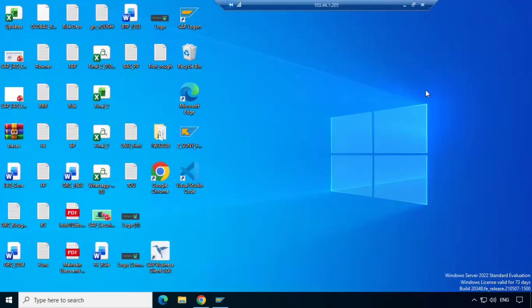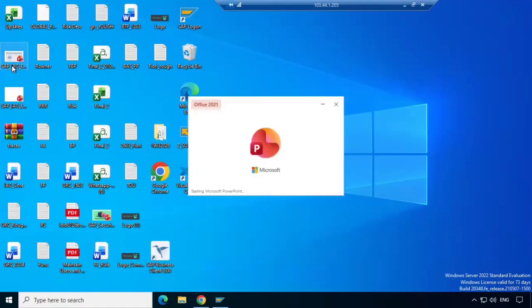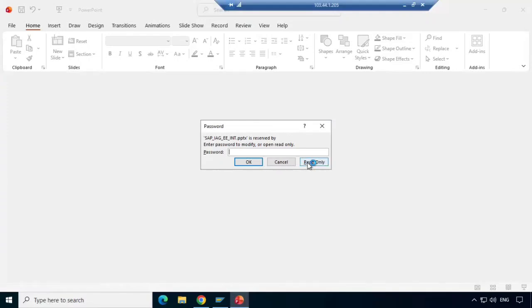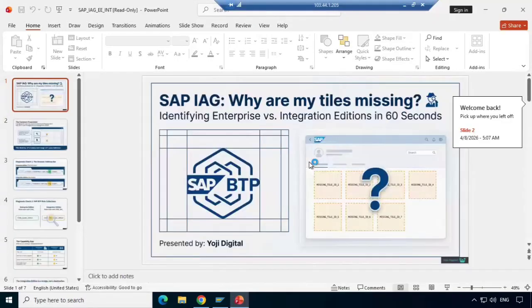Today we are going to discuss one more IAG issue. Recently, one of my students raised a concern. In his project, he is not able to see IAG related tiles. He has IAG access, but some tiles are missing in his access. So he raised a concern about that. Today we are going to discuss what that issue is, and why the tiles are missing.